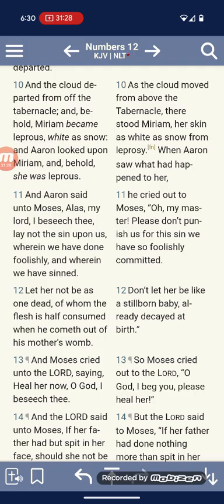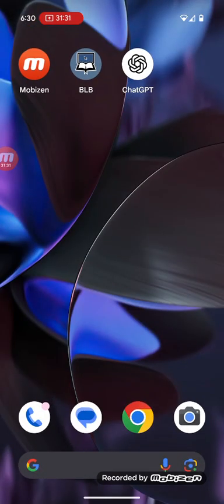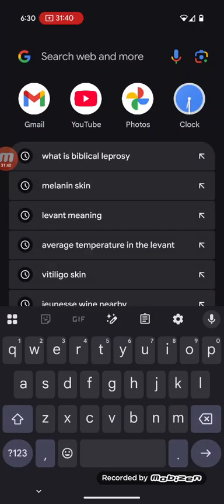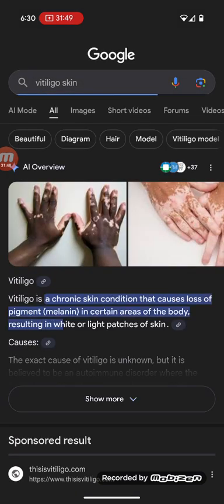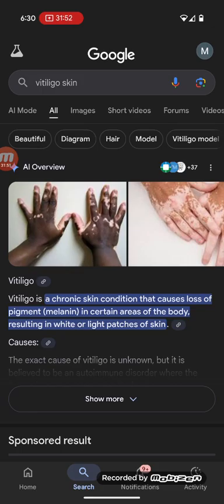And there's one more thing I wanted to Google. I wanted to Google vitiligo also, because anybody who knows anything about Michael Jackson knows that that is what he was diagnosed with, to have vitiligo. Let's see if I can. There we go. All right. It says vitiligo is a chronic skin condition that causes loss of pigment or melanin in certain areas of the body, resulting in white or light patches of skin.